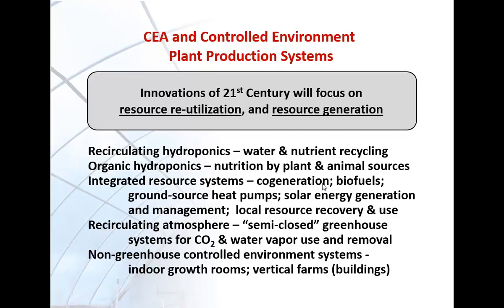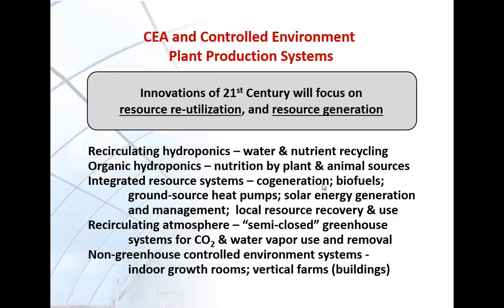Integrated resource systems, utilizing cogeneration, where one fuel is consumed to provide two resources. Example, engine generator system, which provides electric power and heat for heating the greenhouse. Ground source heat pumps and biofuels as alternative resources for keeping greenhouses warm, and solar energy for generating electric power.